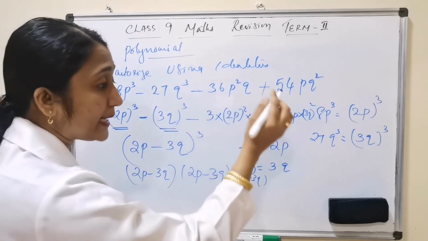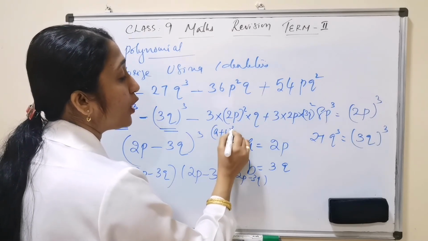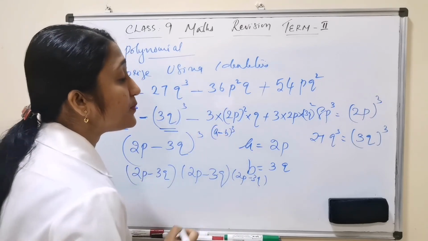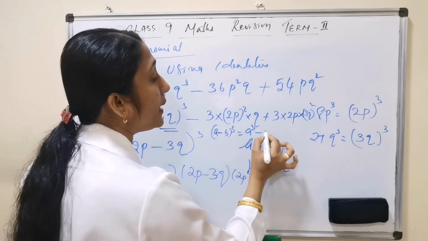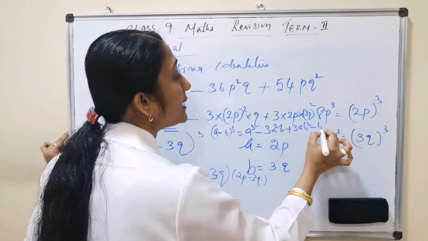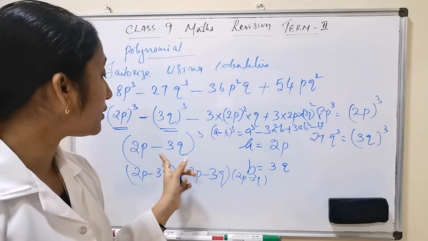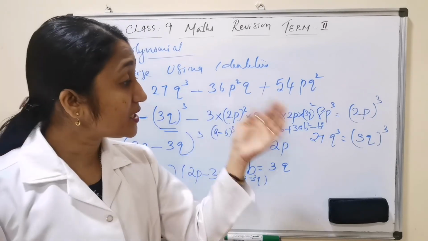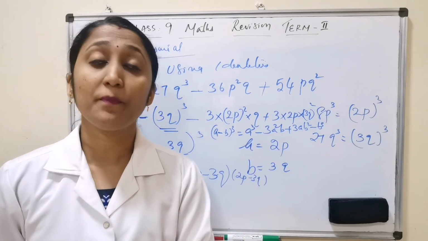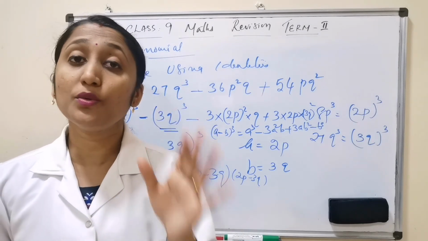Before that, here we want to write the identity. What is the identity? A plus b the whole cube, or whatever formula it is based on, we have to write it here. A minus b the whole cube equal to a cube minus 3a square b plus 3ab square minus b cube. We must write this identity before concluding this answer. Okay. Whichever identity the problem is based on, you have to write that formula. So I hope you all understood all about factorization using identities.